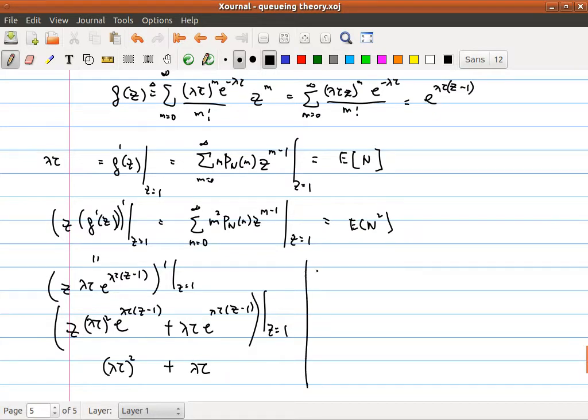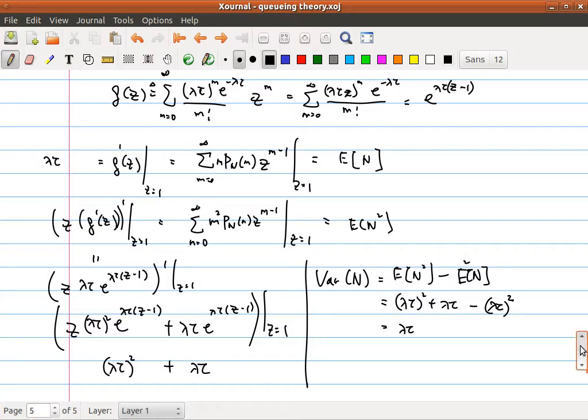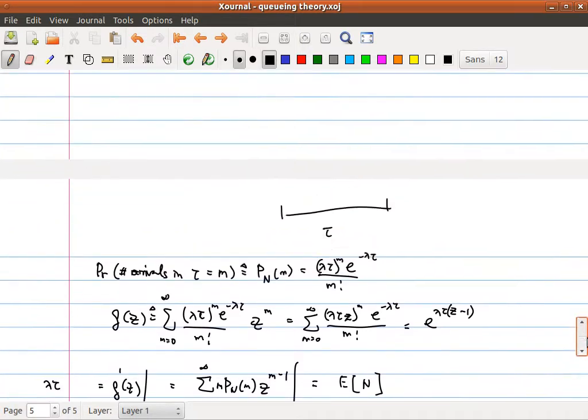So therefore, the variance of this n here will be just equal to the second moment minus the mean square, that is equal to lambda tau square plus lambda tau minus lambda tau square, that is equal to just lambda tau. So actually the variance is the same as the mean, just equal to lambda tau in this case. So again, we can use a similar trick to find the higher moments here.